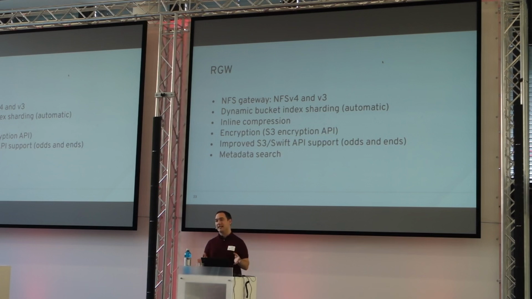There was previously a scale issue in RGW where if you had too many objects in a particular bucket, the bucket index would become too big, performance would suffer. The bucket index objects are now dynamically sharded, so that problem is fixed. RGW has inline compression now as well. Obviously, you probably don't want to use that in addition to the RADOS compression, but one or the other depending on your workload. The S3 encryption API is now supported by RGW.